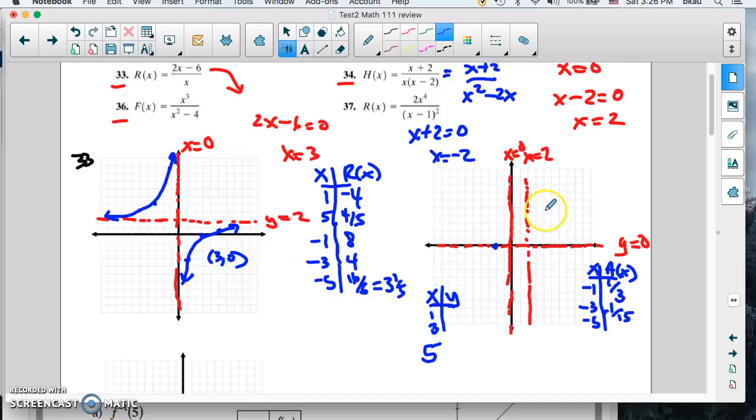Okay, and then -5 be -3 over -5 times -7, which should be 35. Okay, so it looks like at -1 you're at 1/3. So you're right here.